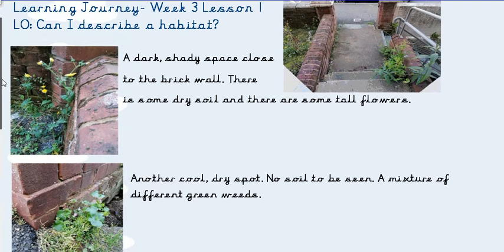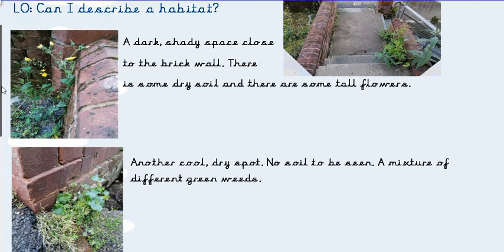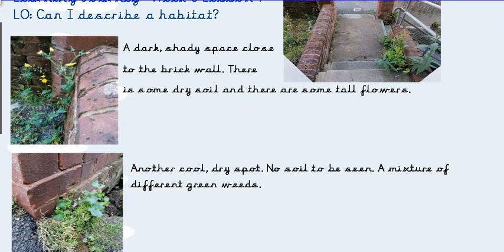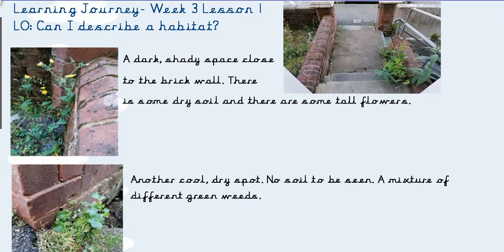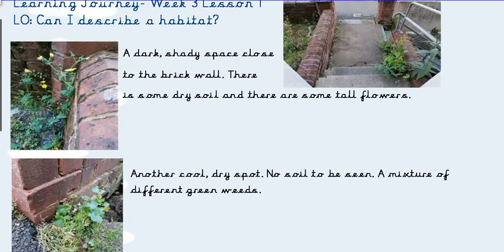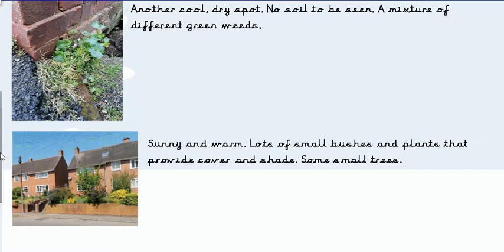Right, so in summary, you've got 2 or 3 different microhabitats near where you live. Again, they could be in your garden or they could just be outside of your front door like I've done. You need 3 pictures or 3 photos. You can draw them if you like, that's fine. And then a short description by each one of that microhabitat, what it looks like and what grows there. Excellent, everybody.